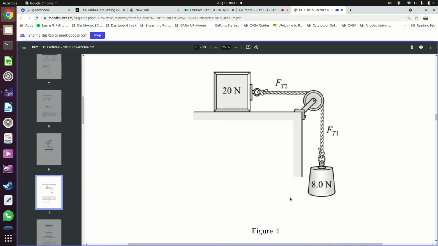Yes, sir. So on this particular object, the 20 Newton object, you can draw your XY plane over this object. Then you can also draw your XY plane over this object. So when you identify an object which you're looking at, in this case we've got two objects, the 20 Newton object, you can draw an XY plane over it. This one also, you can sketch an XY plane over it.